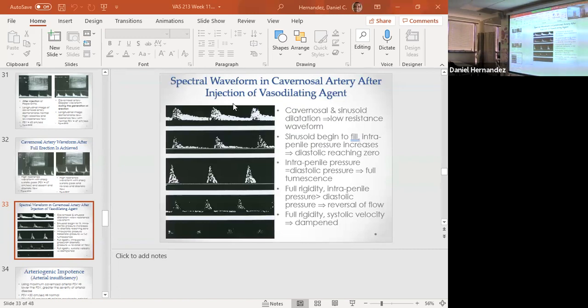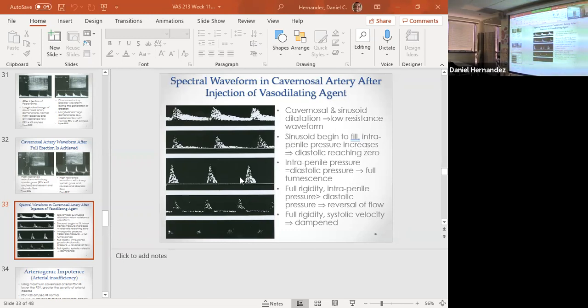So this just kind of shows the progression following injection. So we have injection, 2-3 minutes afterwards. We have high velocities, low resistance. The penis is continuing to fill with blood. The sinusoids are continuing to fill. The intrapenile pressures are increasing.